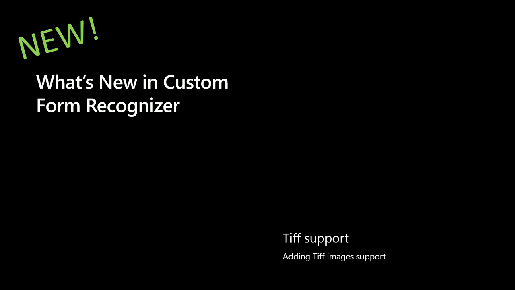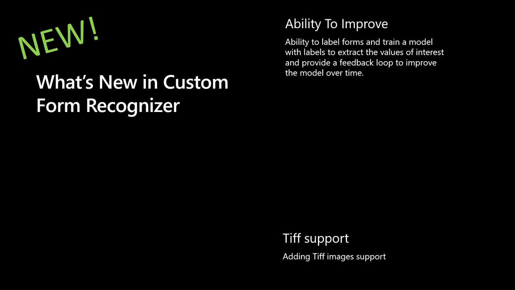So what's new in Form Recognizer and what are we announcing today? First of all, we're announcing TIFF support, the ability to add TIFF images. We're also announcing the ability to improve what you saw, the ability to label forms and improve a model with human input. You can get started with no labeling, just 5 sample forms, and try it out. If it gets everything that you need, you're good to go. If you want to improve the model, you can start labeling, or you can start labeling from the beginning. So you can label forms to improve the model and have a continuous feedback loop to improve.